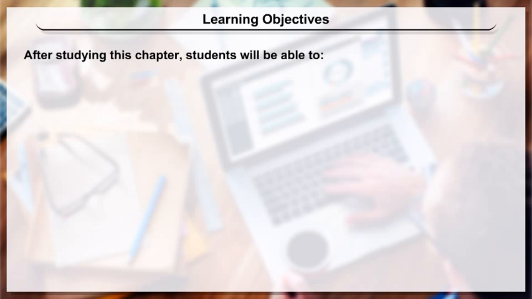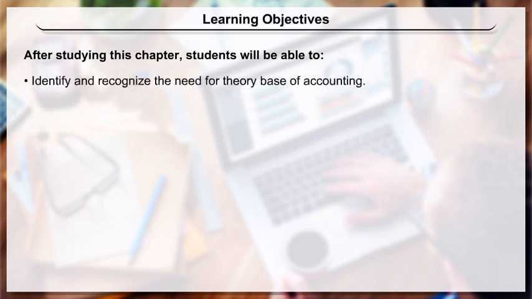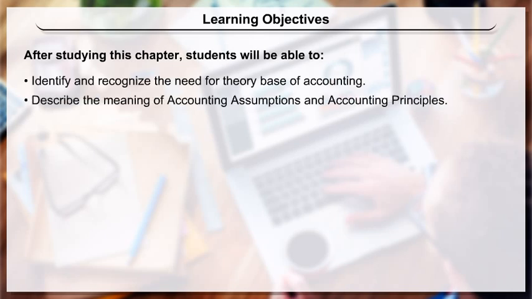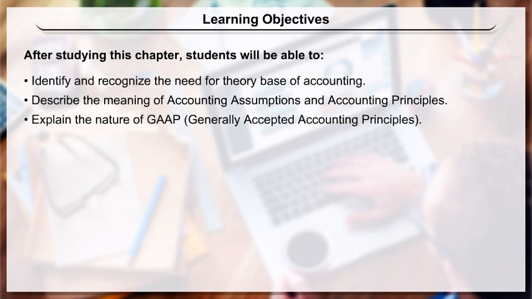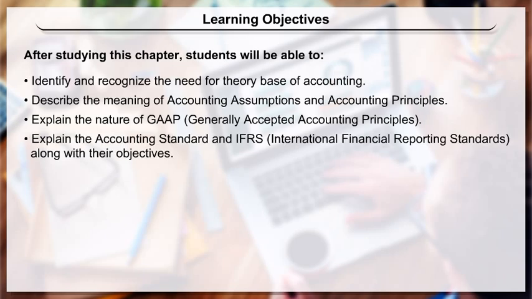Learning objectives. After studying this chapter, students will be able to identify and recognize the need for theory base of accounting, describe the meaning of accounting assumptions and accounting principles, explain the nature of GAAP, that is generally accepted accounting principles, explain the accounting standard and IFRS, International Financial Reporting Standards, along with their objectives.